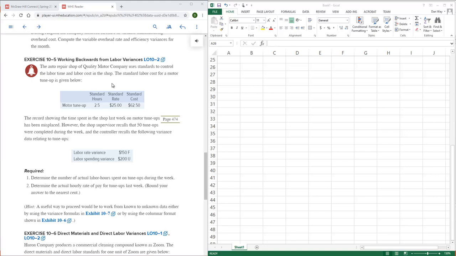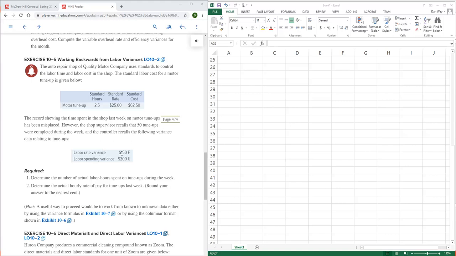So here in 10.5, we're told that the auto repair shop of Quality Motor uses standards to control labor time and labor cost. The standard labor cost for a tune-up is shown here. It should take 2.5 hours at a rate of $25 per hour for a total standard cost of $62.50. The record showing the time spent in the shop last week on tune-ups has been lost, but the shop supervisor recalls that 50 tune-ups were completed during the week. The controller also recalls from his or her records the following variance data for tune-ups.